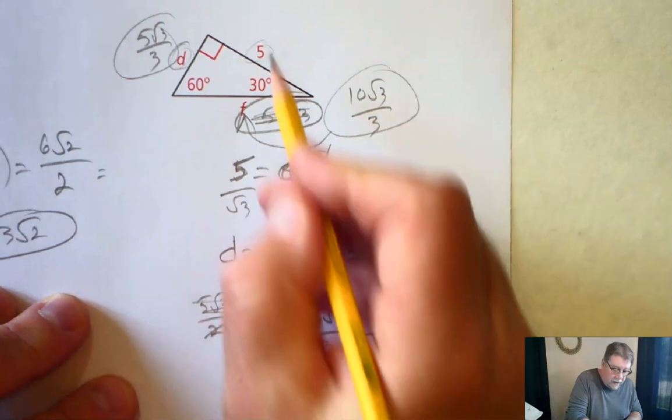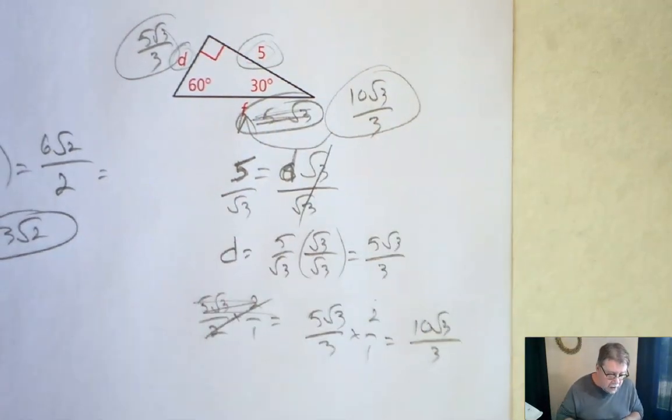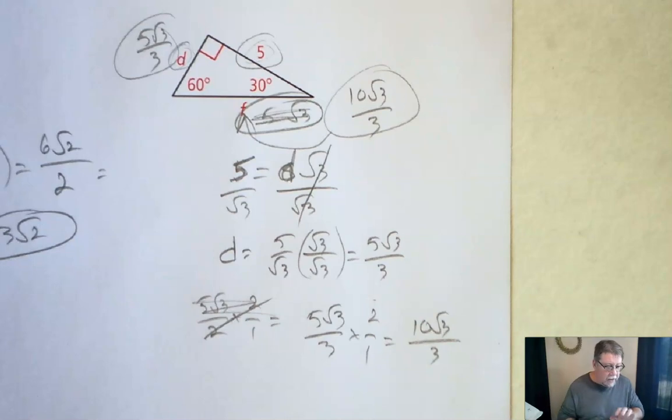There's the length of D. And there, of course, was the given length of the long leg. And there's the notes and the examples you want to take a look at for section H2.